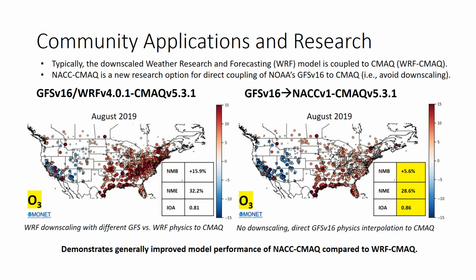Whereas on the right, GFS-16 is directly interpolated through NACC to CMAQ 5.3.1, and there is no downscaling, and there's direct GFS-16 physics input to CMAQ. What we can see is that this demonstrates generally improved model performance of NACC-CMAQ compared to WRF-CMAQ for this configuration. The bias is significantly reduced and the error is significantly reduced, and there is improvement in the index of agreement.